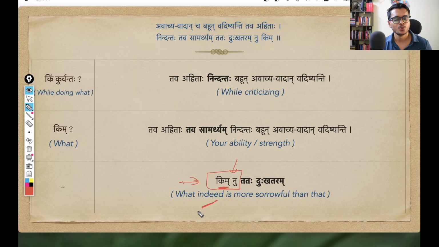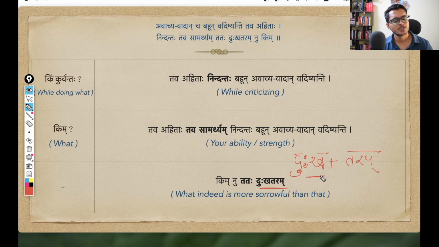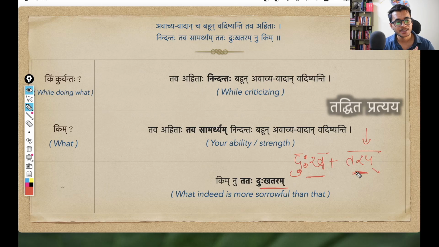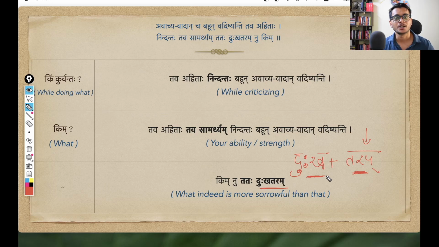So similarly, kim nu, what indeed. And then what is the question? Tataha dukkha. Okay, you see this pada dukkha. So dukkha means the sorrow, the pain. And when we modify this dukkha with this tarap suffix, okay, see, this suffix is not a krit suffix that we usually use with dhatu to create a kridanta. It is a tadhita pratyaya, a tadhita suffix. And these kinds of suffixes are used with an existing pratipadika to create a newer pratipadika.